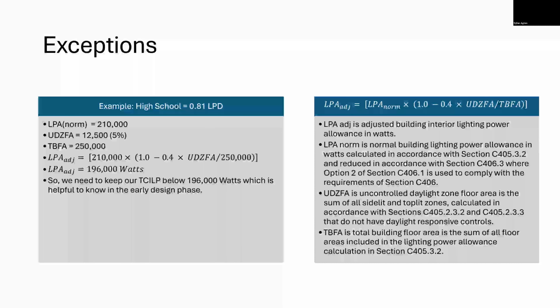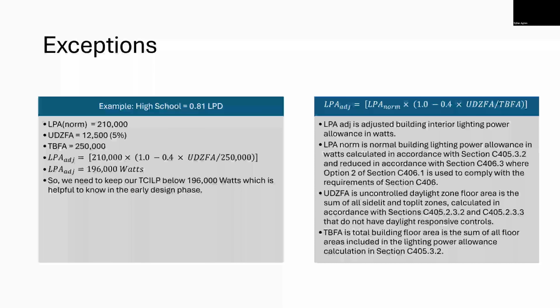Yes, and so here's an example of me breaking it down. Last time I used the high school. So that building area method is 0.81. And let's just say our lighting power allowance is 210. The way I like to use it is to keep in mind, if this, then that. So what do I have to do to meet compliance? For this example, I just said, hey, let's take 5% of the area and say that's going to be daylight, just because we have fenestration and windows in our building. And then the total area is 250,000.